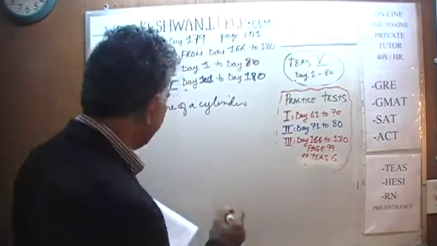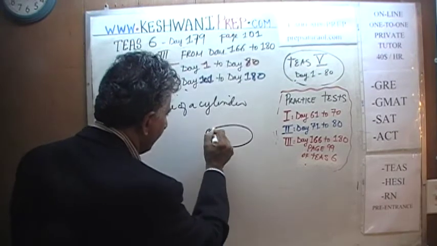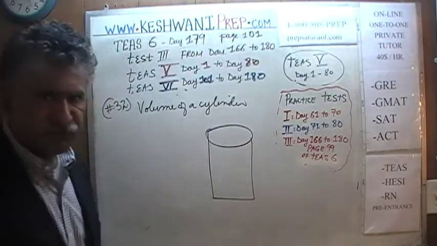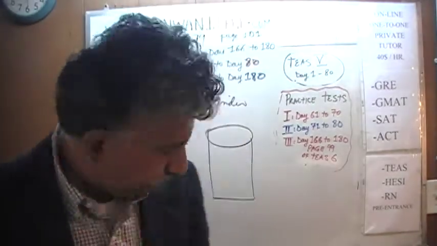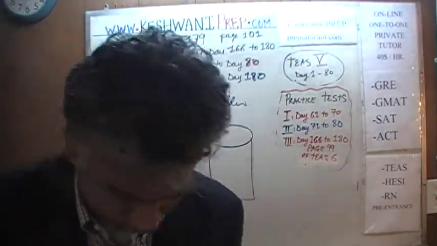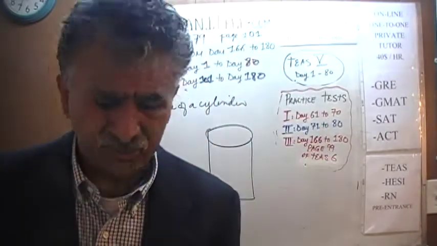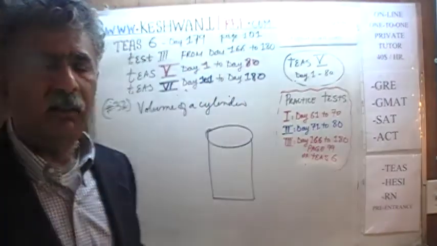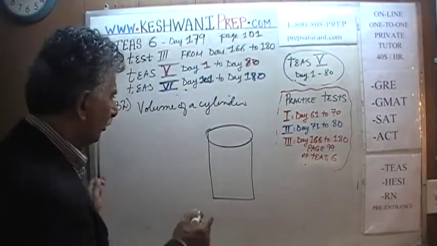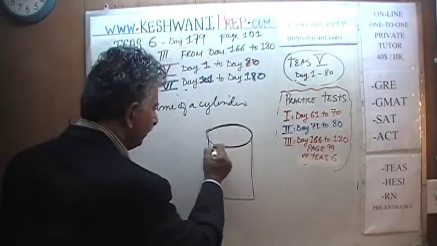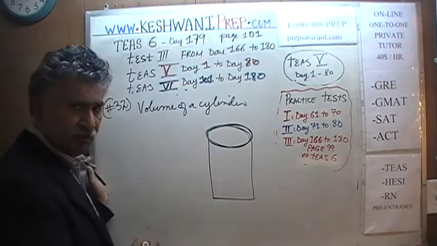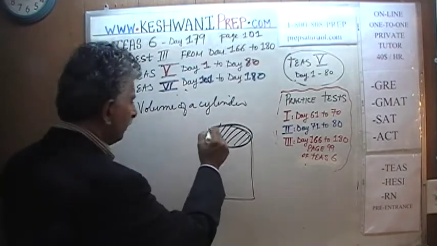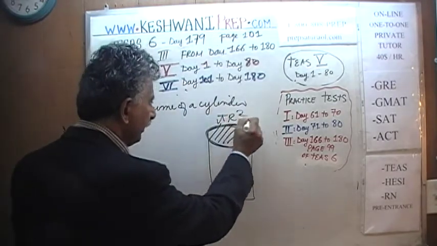And the cylinder looks like this. This is your cylinder. How much stuff can I put in this cylinder? How much stuff I can put in that cylinder depends on two things. It depends on how wide open the opening is, which depends on the area of this circle. And the area of the circle we know is pi r squared.